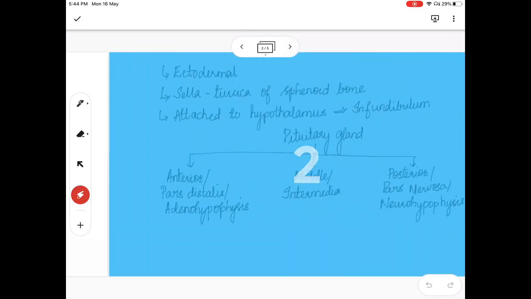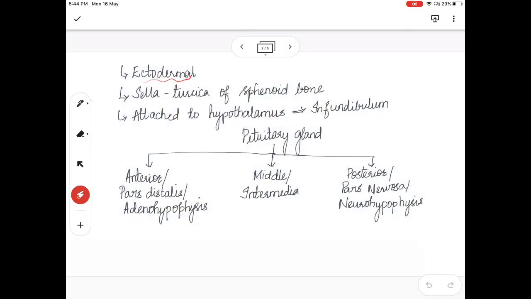If you can see over here, it is ectodermal in origin. Questions on the origin will definitely be asked, so ensure that you remember very well. Okay, so on the basis of development, pituitary gland is completely what of origin? Ectodermal in origin. Now, where is it situated?